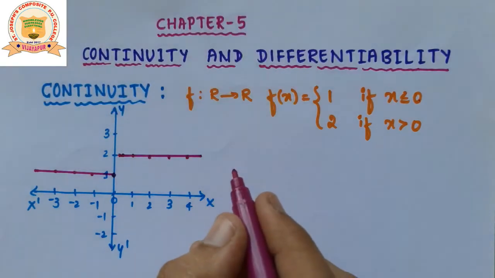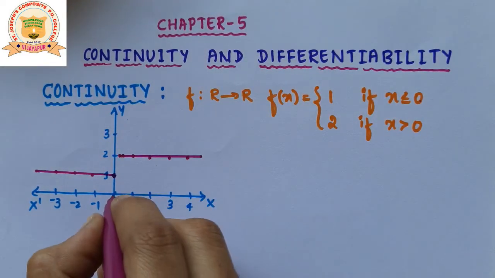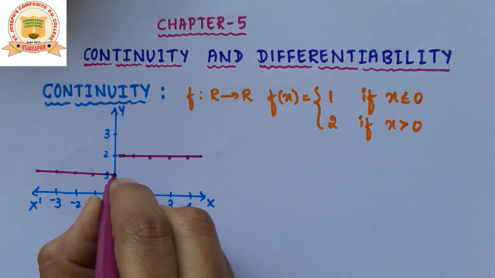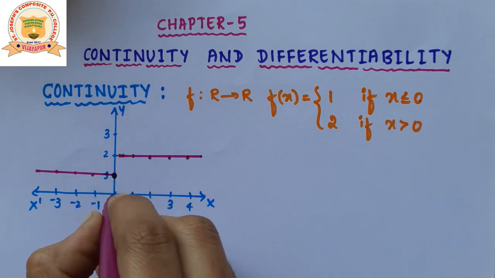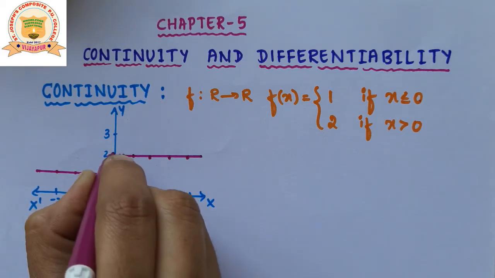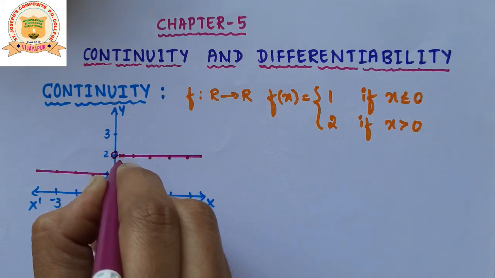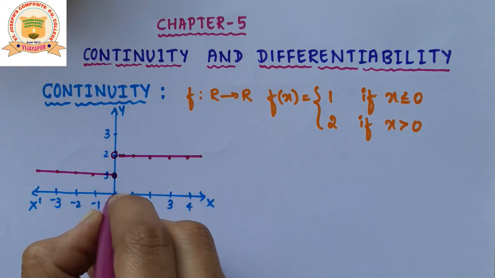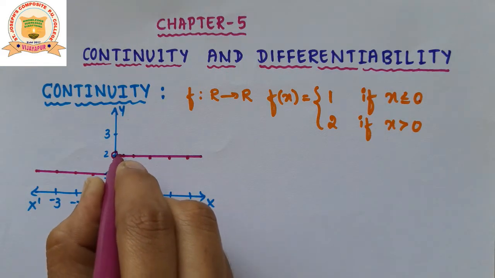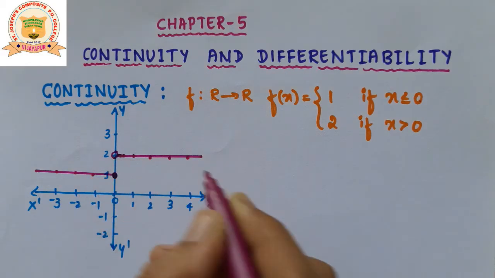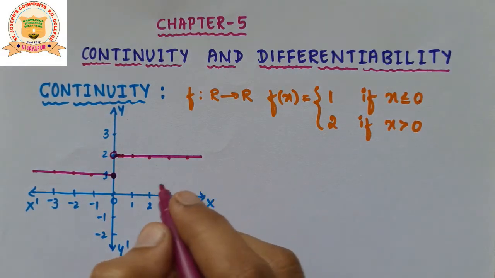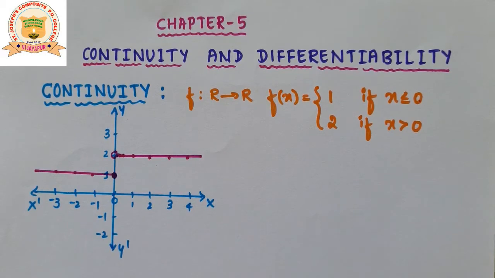We have to note that for x equal to 0 the value of the function is 1. So, I will make a solid point here, and for 0 the value of the function is not 2. Therefore, we have to make a hollow circle at 2. Now for the next points on the right hand side, the value of the function is 2. Therefore we get the graph like this. Now we have the graph of this function.